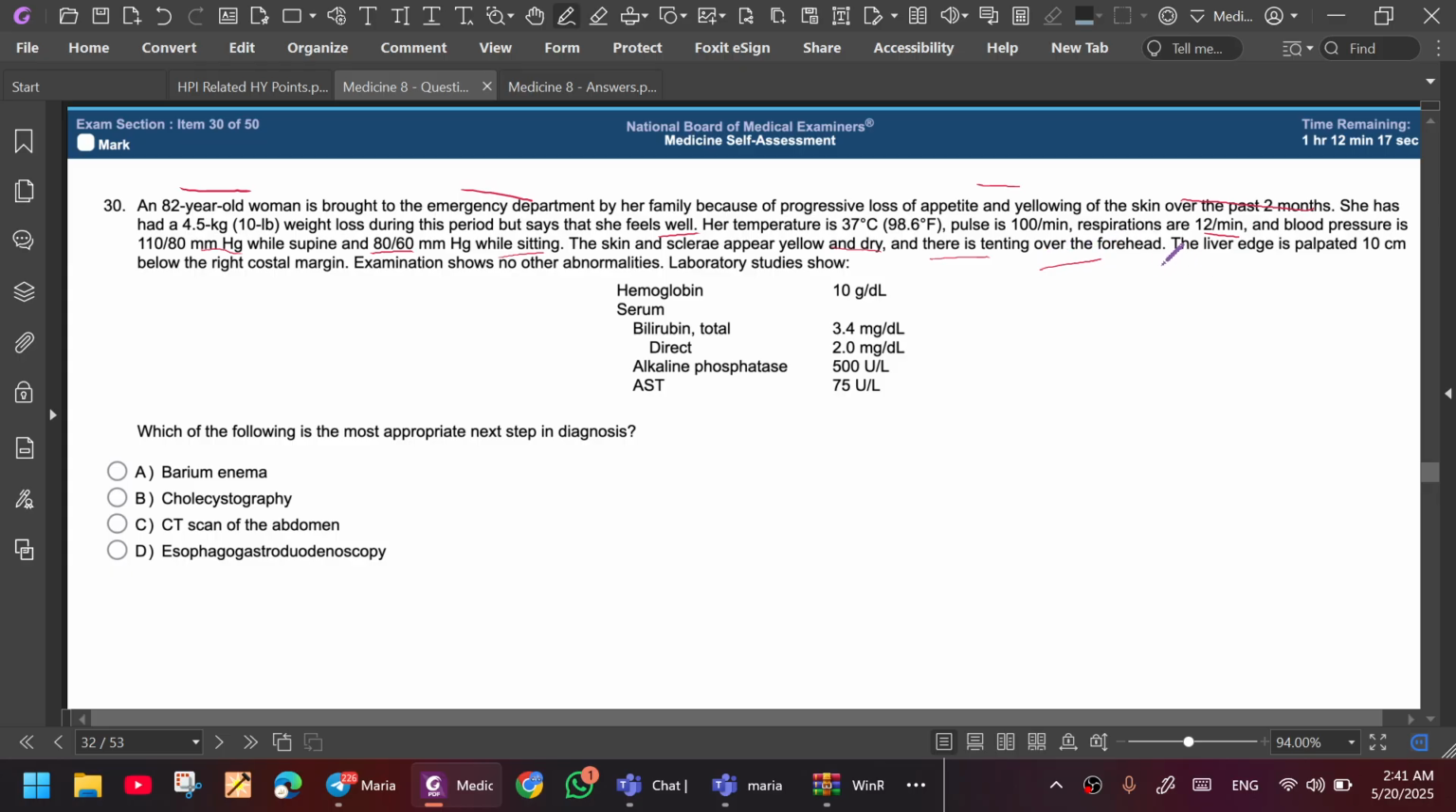The skin and the sclera appear yellow and dry. There is tenting over the forehead. The liver edge is palpated 10 centimeters below the right costal margin. Hemoglobin 10, serum bilirubin 3.4, direct is 2.2, ALP 500, and AST 70. Which of the following is the most appropriate next step in the diagnosis?